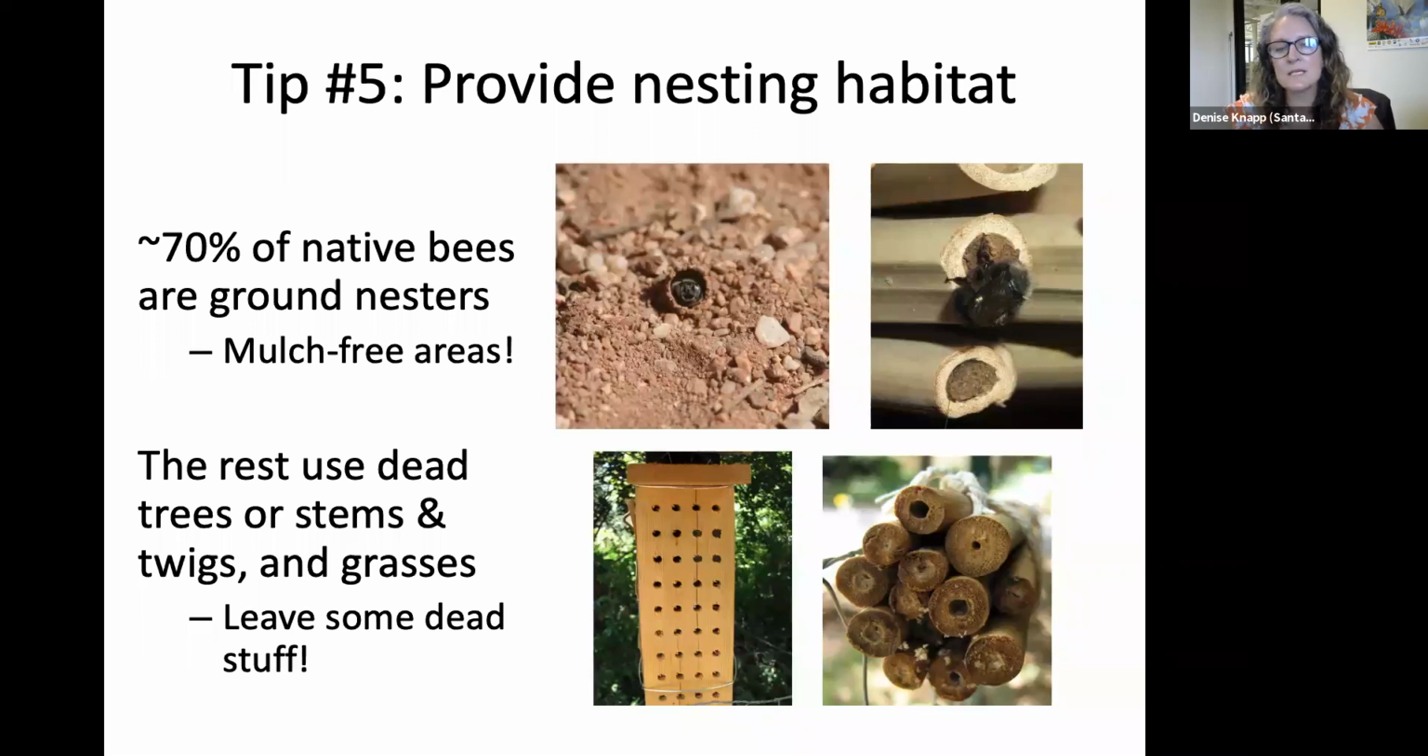The rest tend to use dead trees or stems and twigs and sometimes grasses. So leave the dead stuff, leave the leaves when you can. You can tidy up the edges so it still looks like a nice, neat garden. But it's all part of the life cycle there.